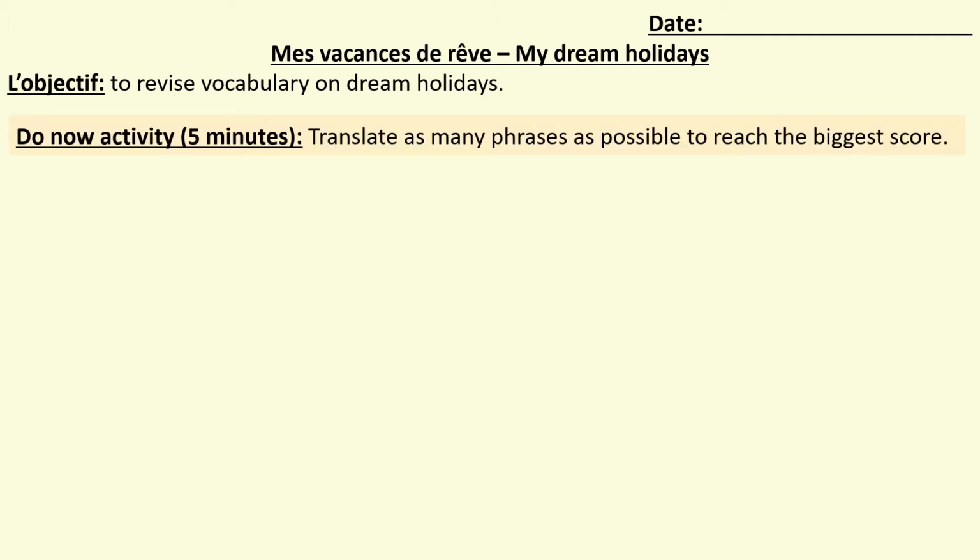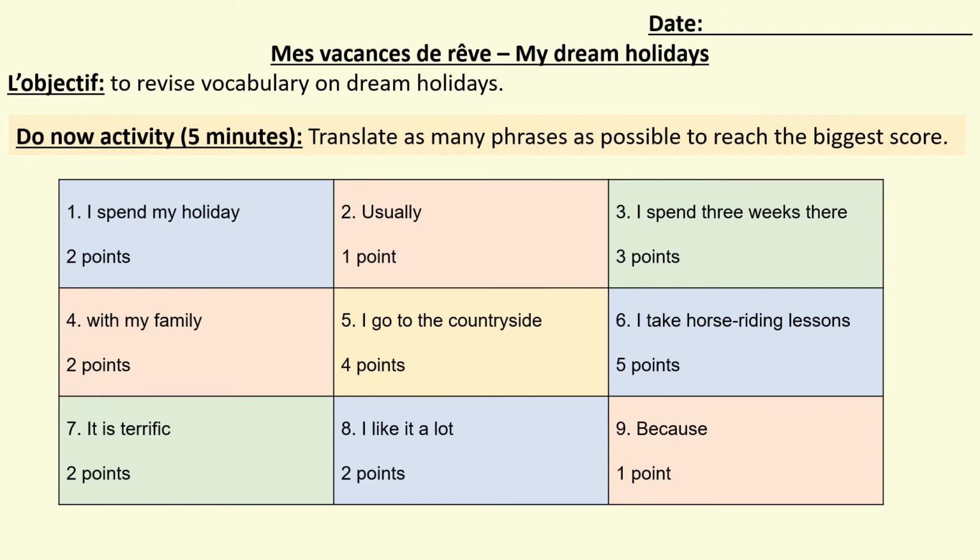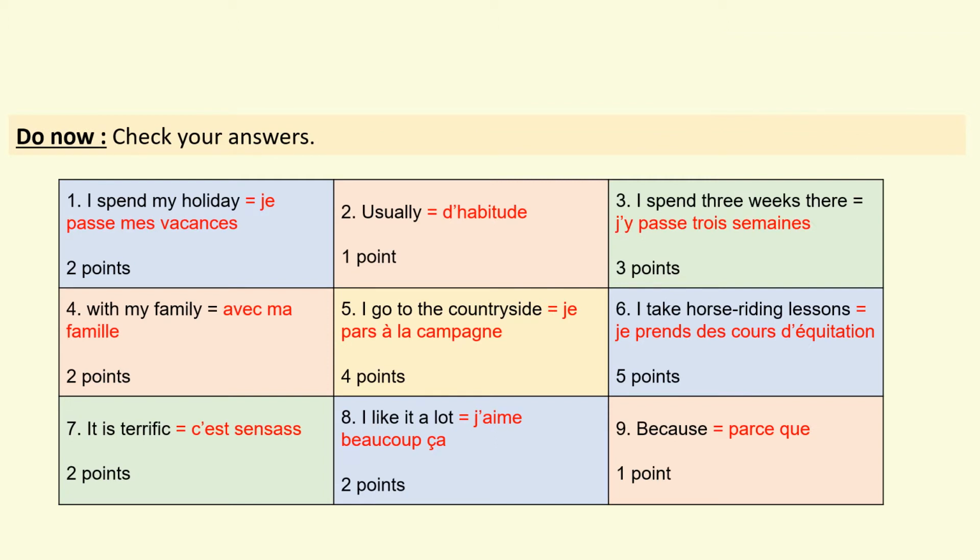Your doing activity should take no more than 5 minutes. I'd like you to translate as many phrases as possible to get the biggest score in just 5 minutes. So no need to write out the English, just write out the French and see how high a score you can get. Press pause to do that now. Press play to go on to check your answers. So here are the answers for you to check and to correct yourself. Once you have done that, can you write down the total that you've scored within the 5 minutes so I can have a look at that when I see your work?